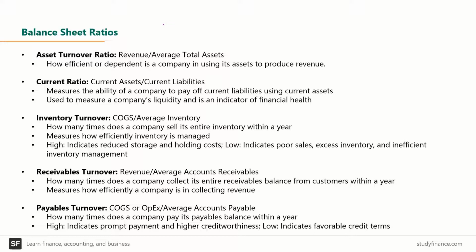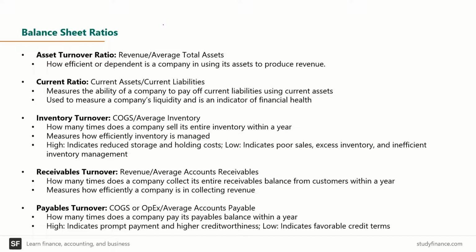Payables turnover is calculated by taking COGS, cost of goods sold, or OPEX, and dividing it by average accounts payable. Now, you may be wondering why we're using COGS or OPEX, and that's because some companies, take for example a software company again, do not necessarily have a high cost of goods sold. So in order to make an apples to apples comparison, we will use OPEX instead of COGS, because OPEX takes more into account the expenses to run a company.